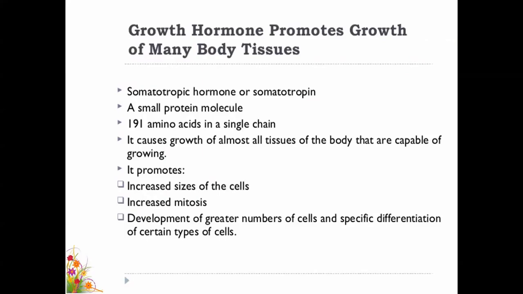Again, I'm repeating: growth hormone does not have any specific organ like other hormones of the anterior pituitary gland. It can function in almost all the tissues of the body, and it promotes increasing the size of the cell and increased mitosis. Mitosis is cell division. There are two types of cell division, mitosis and meiosis. It helps in mitosis, in the increase in number, as well as cell differentiation.